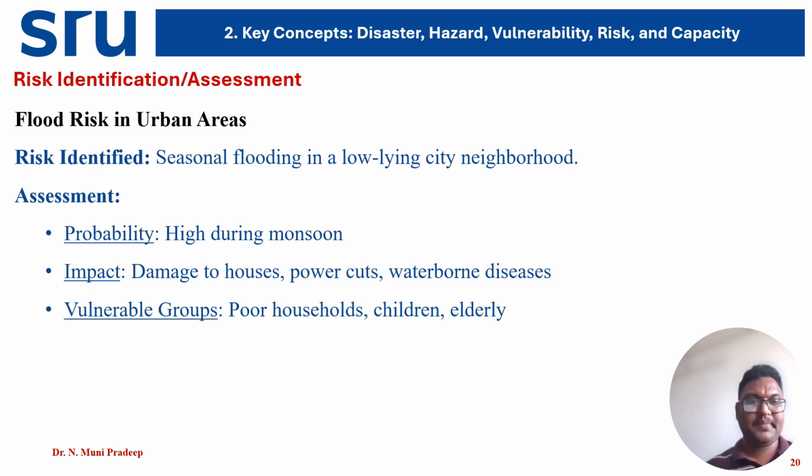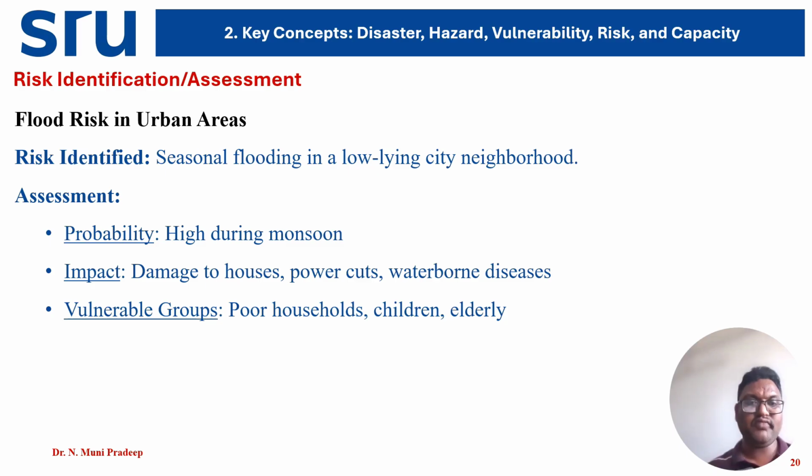And the impact, so multiple types of damage. Houses are waterlogged and structurally damaged. Obviously the power supply is disrupted, and there are waterborne diseases like cholera, typhoid, and leptospirosis. They spread among the population because of the waterlogging.